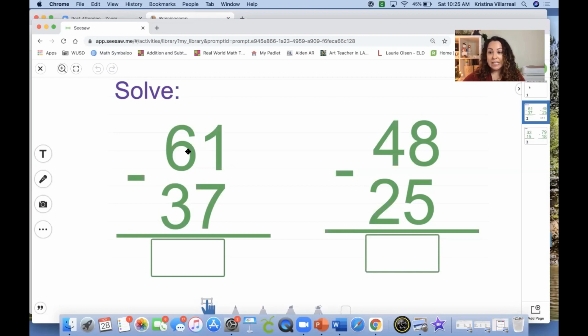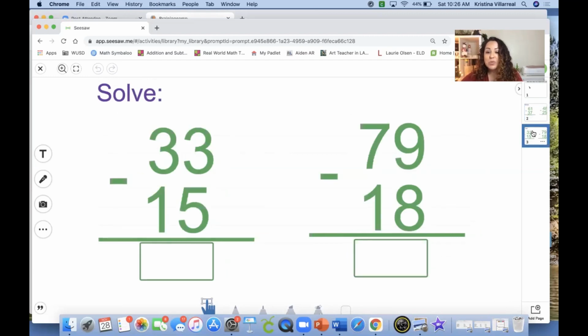Now remember, get your pretend magnifying glass and you're going to really look at that number. You're going to have to decide if you have to unbundle a 10. Spoiler alert, you will have to unbundle a 10 in this number. So make sure that you are unbundling and show me your work here and then tell me your answer at the end. If you solve this on a piece of paper, just take a picture of your piece of paper so that I can see it. 48 take away 25. Look at that top number. Are you going to have to unbundle it? Spoiler alert, you won't have to unbundle this one. So you just subtract straight down.